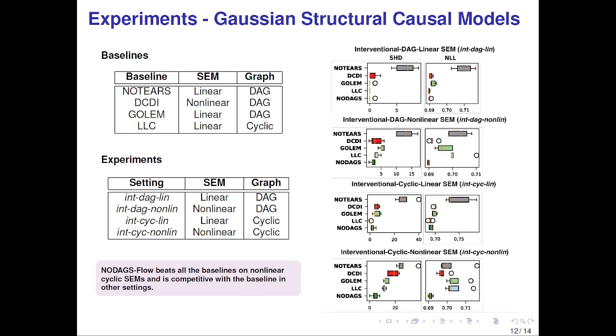In order to measure the performance of these methods, we use structural Hamming distance, which measures the accuracy of the estimated graph to the underlying ground truth graph, and the holdout negative log likelihood, which measures the predictive capabilities of these methods over unseen interventions. And as seen from the figure on the right, we can see that NODAGS-Flow performs much better than the baselines when it comes to recovering cyclic nonlinear graphs, and is competitive with the existing baselines over all of the other experimental settings.